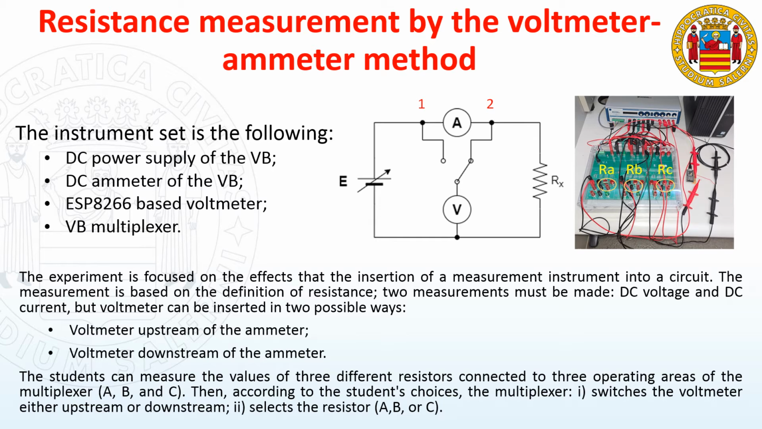But, in our case, the voltmeter can be inserted in 2 possible ways: the voltmeter upstream of the ammeter, or the voltmeter downstream of the ammeter. So, in this case, thanks to the instrumentation provided, the students can measure the values of 3 different resistors connected to the 3 operating areas of the multiplexer, and according to the student's choice, they can switch the voltmeter either upstream or downstream, and select the resistor of interest. In this case, the students can experience the insertion of a measurement instrument into a circuit.